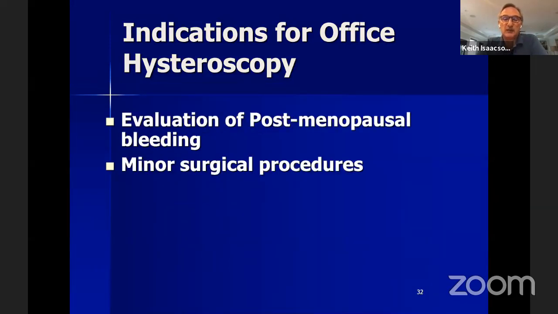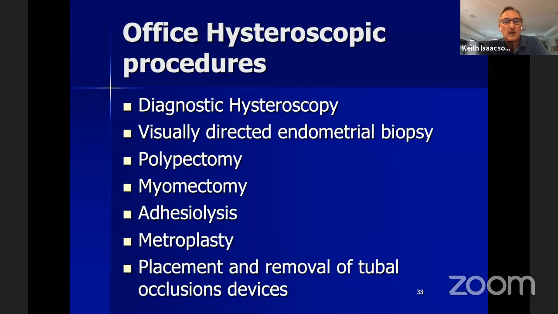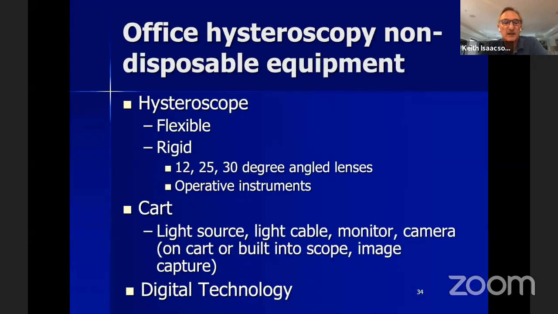Almost all of our patients who have postmenopausal bleeding will get a pipelle biopsy, and if the pipelle biopsy does not explain the cause of the bleeding, then we will do an office hysteroscopy to look for focal lesions. And I'll talk a little bit about doing the minor surgical procedures in the office. These surgical procedures include visually directed biopsy, polypectomy, myomectomy, lysis of adhesions, metroplasty, and placement of tubal occlusion devices in the past, but now that's off the market.